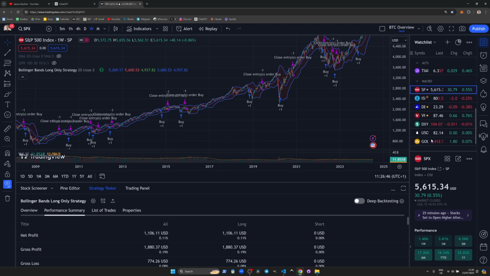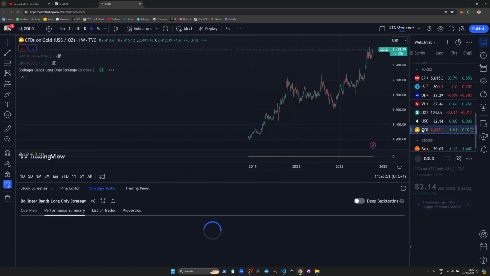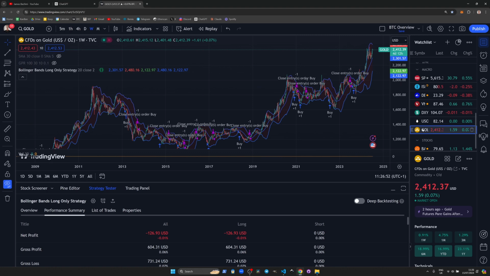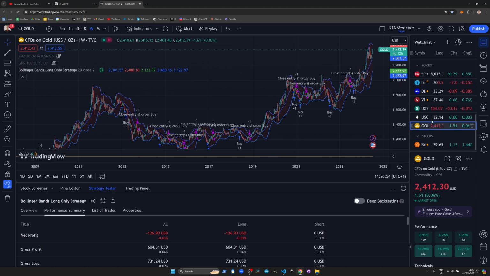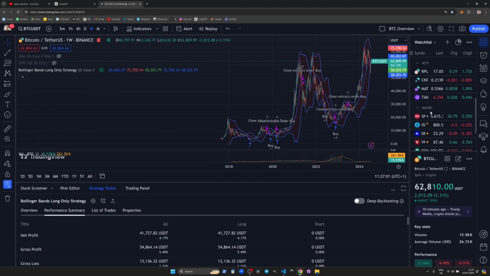Let's have a look at oil. Also makes profit. Gold, not so good on gold. Just for interest's sake, let's have a look at Bitcoin. Going long, Bitcoin has been historically profitable as well.